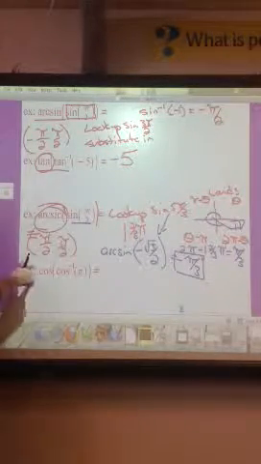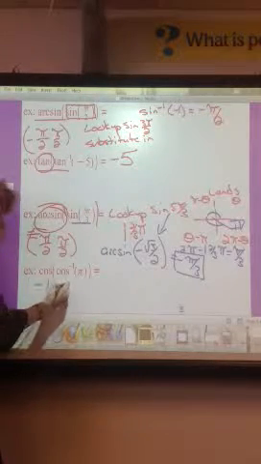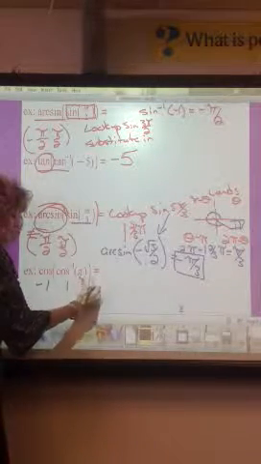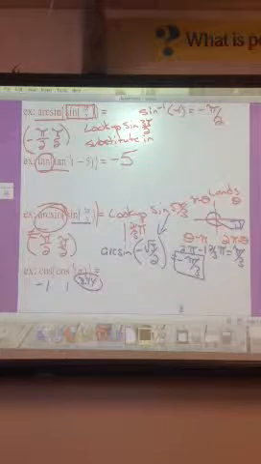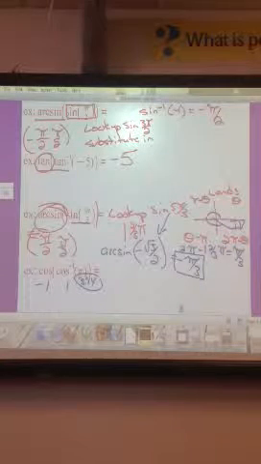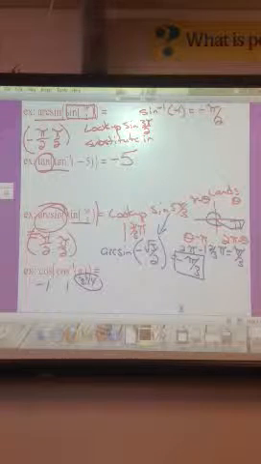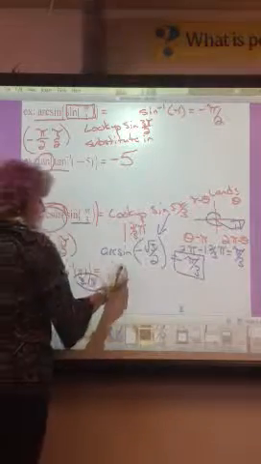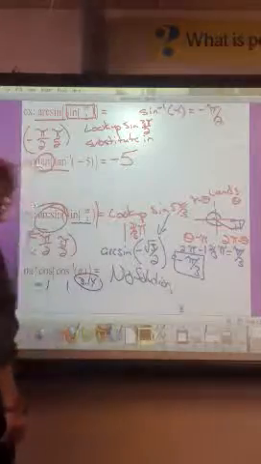Cosine. Cosine is restricted to being between -1 and 1. Pi is 3.14. It does not fall inside that range, does it? So you would have to look up the cosine inverse of pi. Well, cosine inverse has to fall between 0 and pi, which means you can't look up pi. And if you can't look it up, your answer is no solution. And you're done.